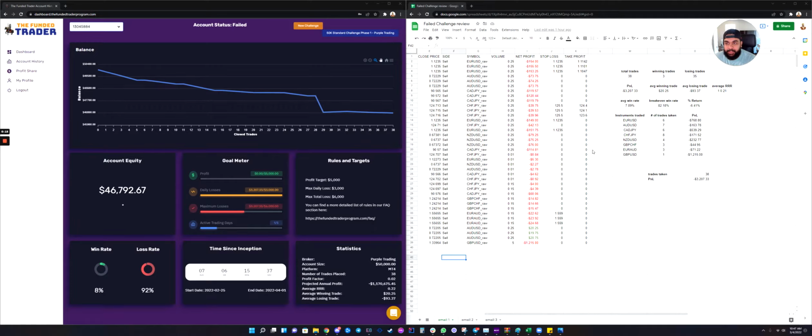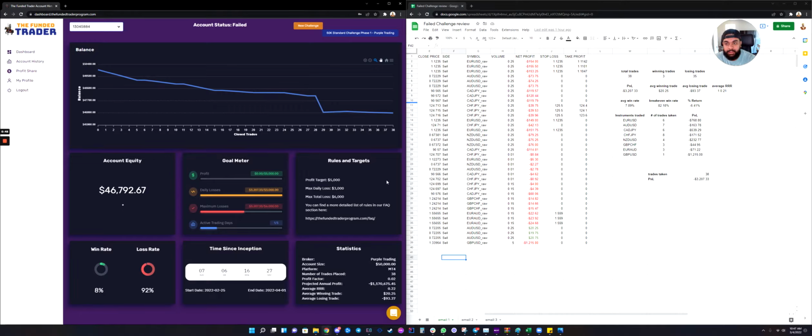So for this particular account, it was a $50,000 account, and it didn't start off too well for this trader. He started progressively going down, and down and down, until finally he hit the max daily drawdown limit. And believe it or not, that's actually one of the most common reasons people are failing these accounts. For the three accounts that we're covering today, all of them failed due to the daily drawdown limit.